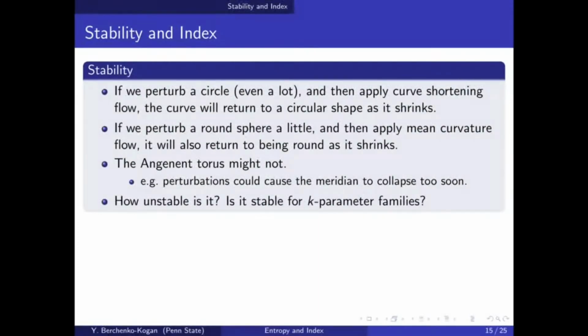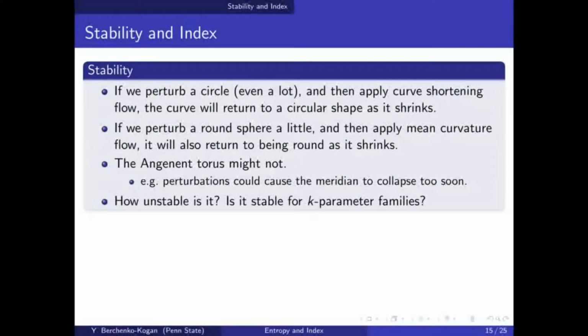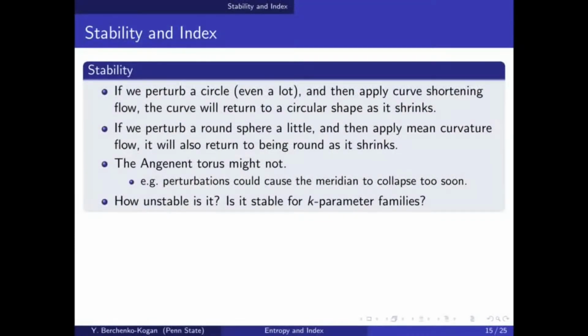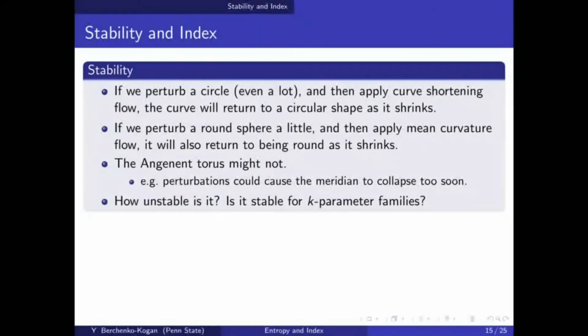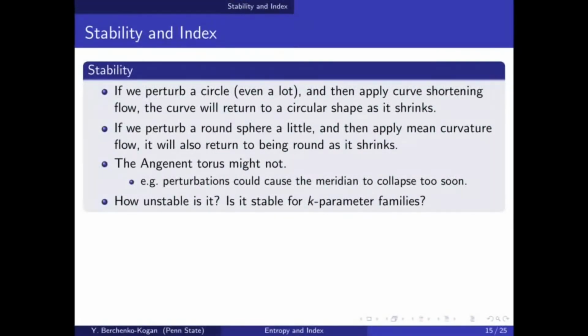Okay, so if it's unstable, one question we can ask is how unstable is it? One way to quantify instability is to ask whether it's stable for say a one-parameter family or a two-parameter family. For example, with the Angenent torus, as in the intuition that I gave, we saw that there was a one-parameter family going from the hula hoop to the fat torus, and we expect that in between there should be a surface that will get an Angenent torus singularity.